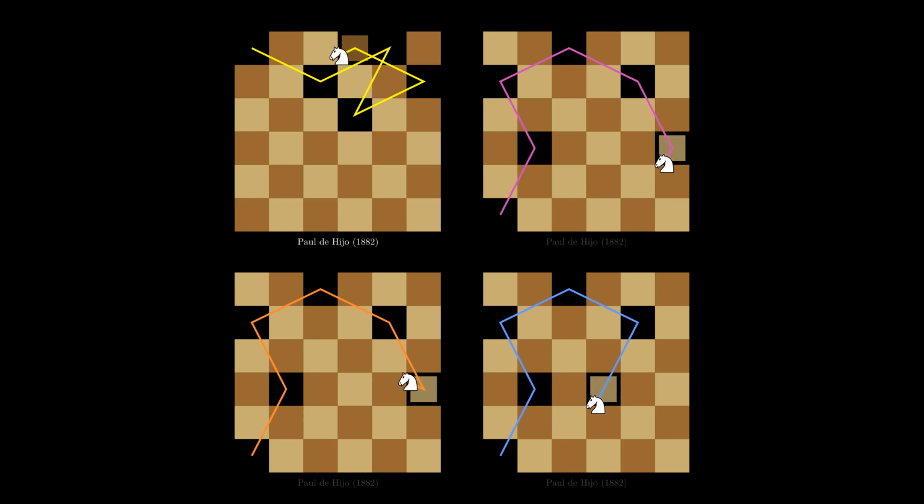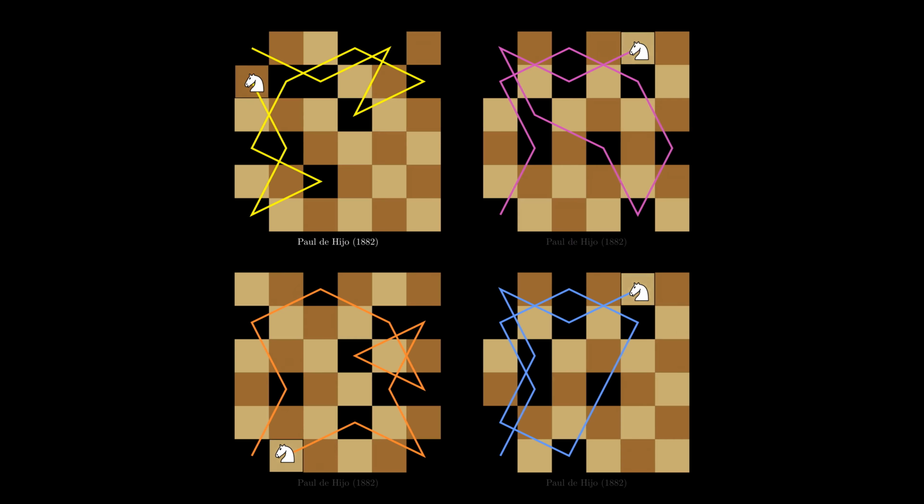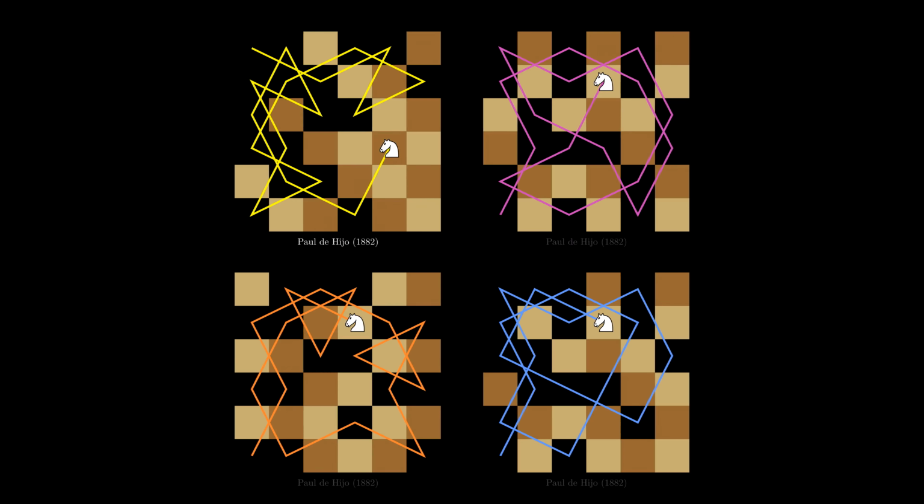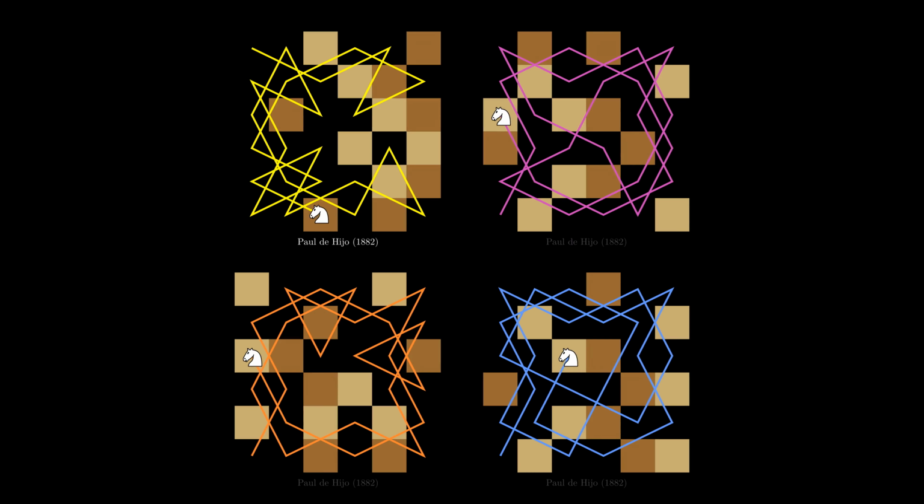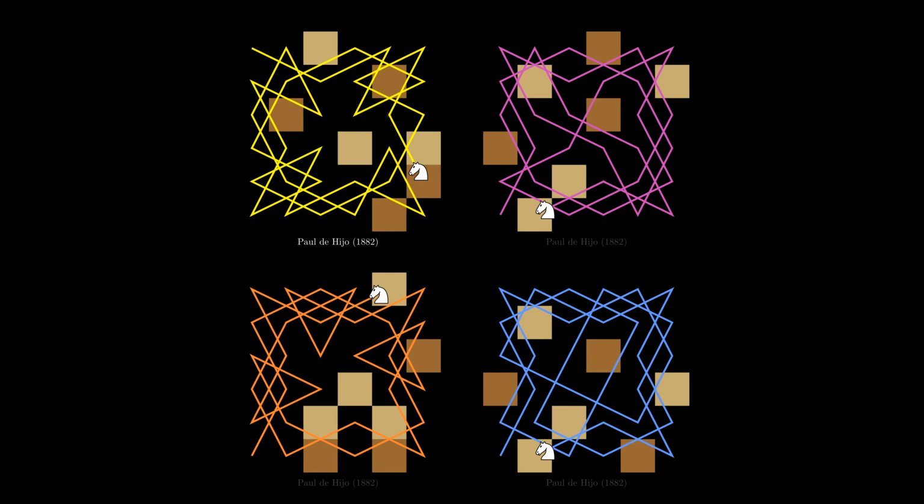But what about 90-degree rotational symmetry? Do you think such tours exist? On a 6x6 board they do. Here's an animation.